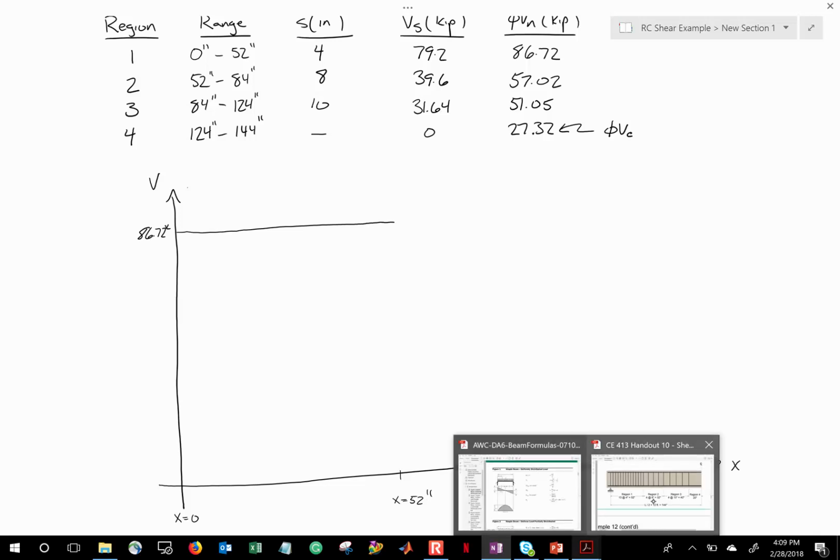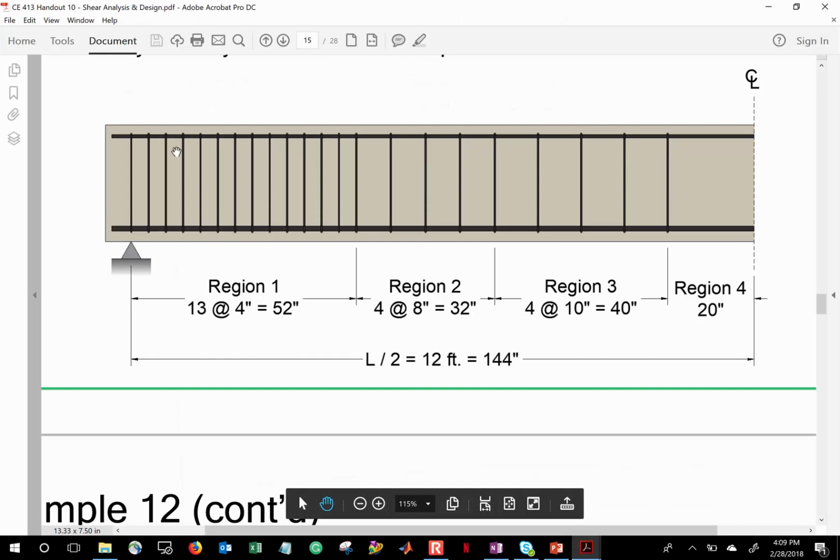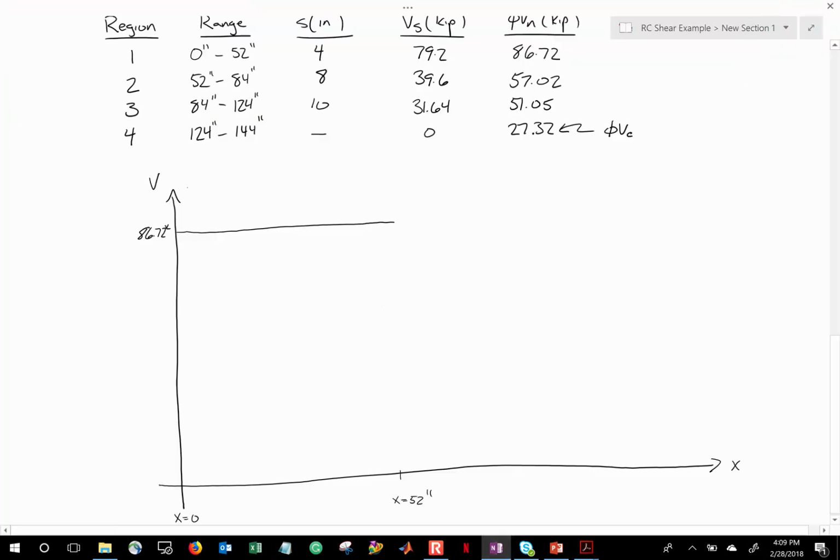Then, here's what's going on. Let's look at our beam. What's happening in region 1 is we have stirrups that are spaced very closely together. Once we get out of region 1 and we're in region 2, the spacing suddenly changes. The spacing suddenly goes from 4 inches to 8 inches. Because the spacing goes from 4 inches to 8 inches, the capacity suddenly drops. Specifically, it drops to 57.02.